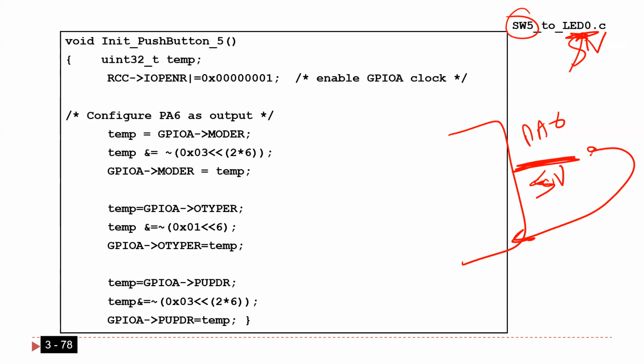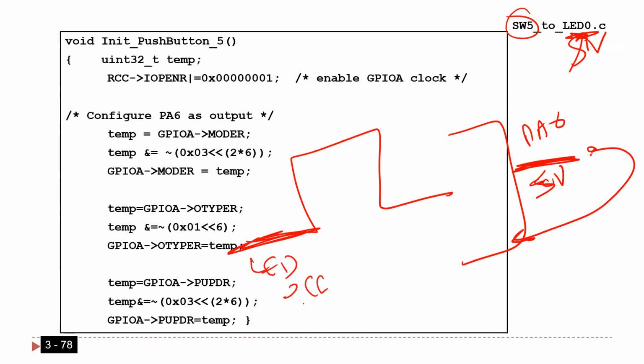Is that okay? That means if I run the program, normally the LED is off, because I'm going to put 0 volt. Once you press, I'm going to turn it on. Once you release, it should be off again.